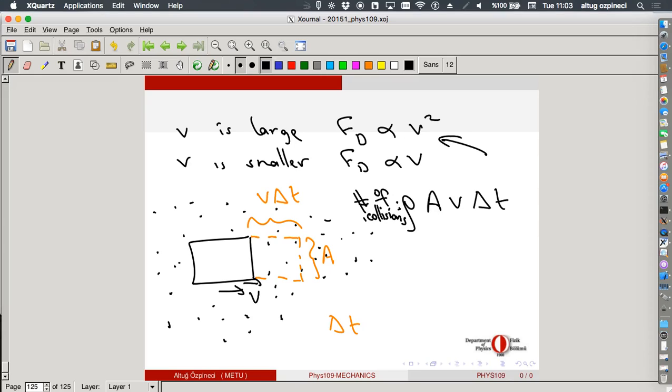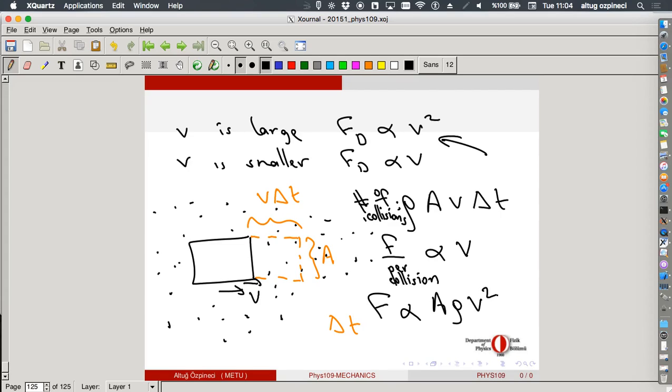We will be studying collisions later on, and we will see that at every collision, the amount of force that an object feels is proportional to the velocity. The force per collision is proportional to the velocity itself. So we have this many collisions as my object is moving. So the total force that my object feels will be proportional to the cross-sectional area, the density, and the velocity squared.